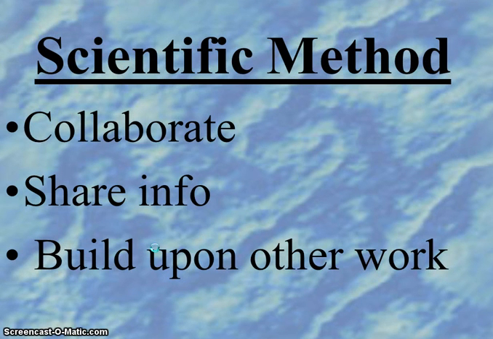Okay, so we have some steps of the scientific method. Before I get into the actual steps, I want to point out that the scientific method is very important for other scientists to be successful. Scientists do need to collaborate, they need to share info, and they build upon other work. To give you an example of this, back in 1928, Alexander Fleming found by accident that penicillin was killing the plates of bacteria he was working on. He actually took the mold out, put it on other plates, and watched what was happening.